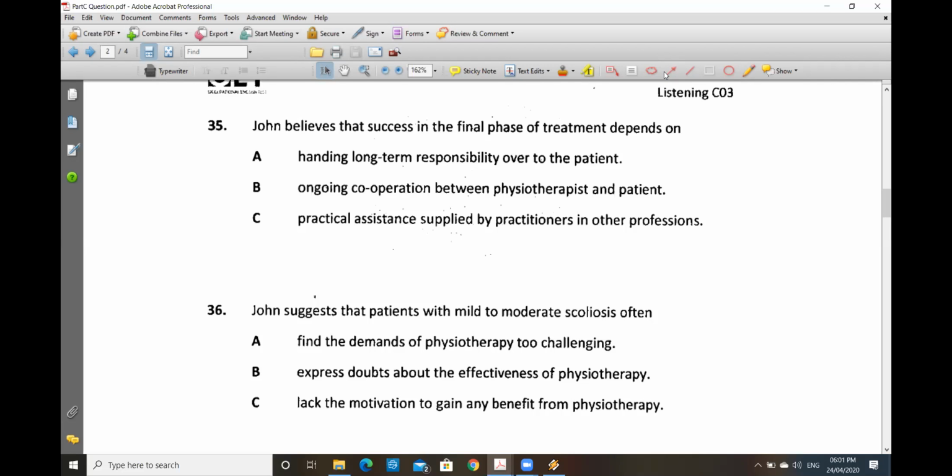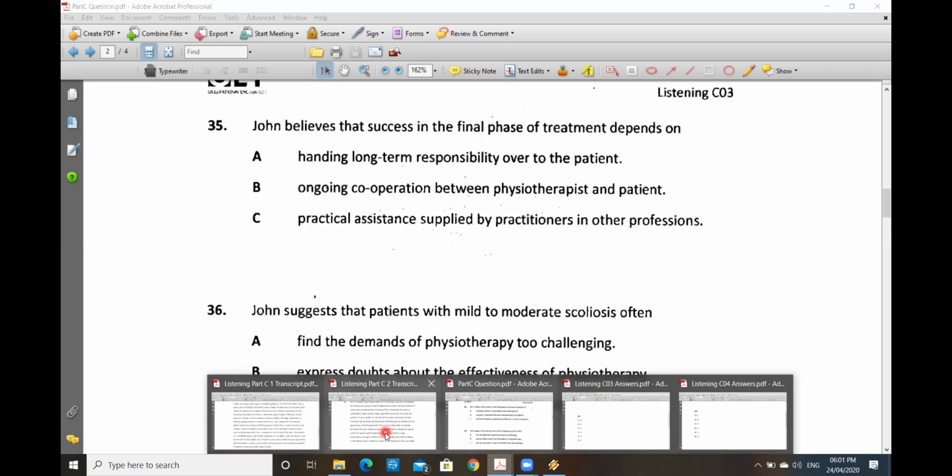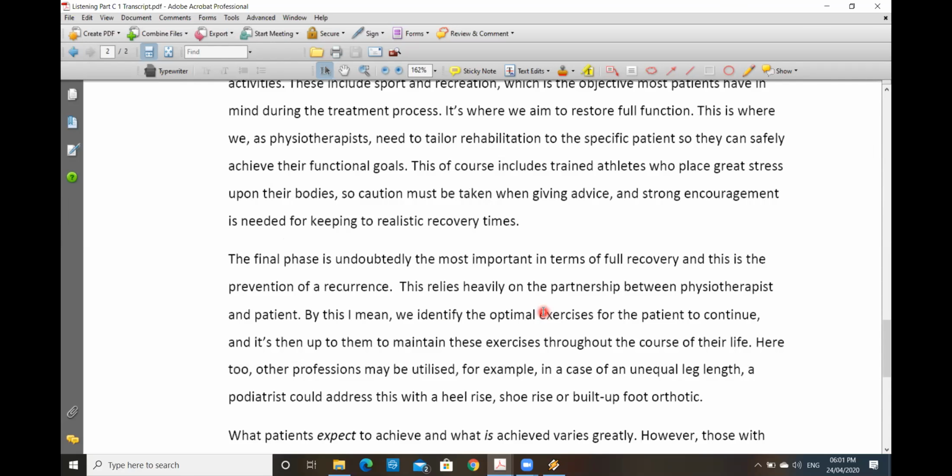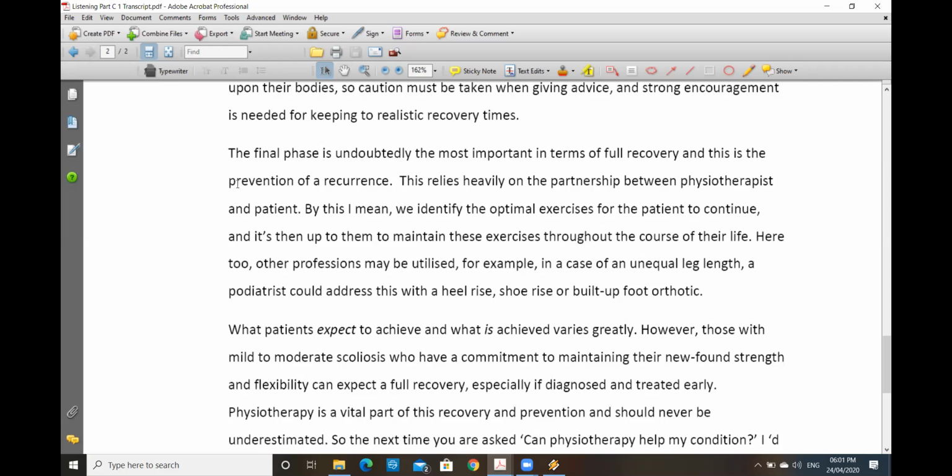Okay, let's see. So, that's great. Now 35. Here it says that you again did hear something about assistance from other professions. You did hear something about cooperation, but if you see, the emphasis was that the physiotherapist develops a plan, but then he explained it is ultimately on the patient, the most important in terms of full recovery. This relies heavily on partnership between physiotherapist and patient, and then he clarified what he means by partnership.